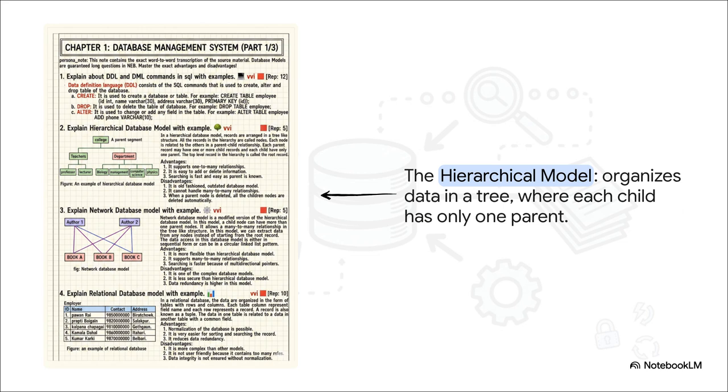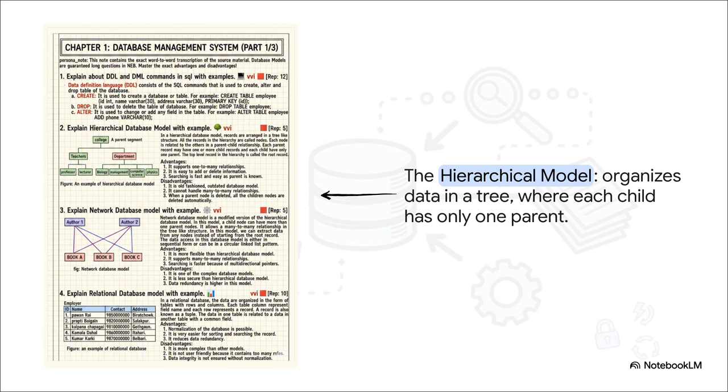The easiest way to think about this is like a family tree. You've got a single root at the top, in this case the college, and it branches down into its children, like teachers and department. The key rule here is that every child can have only one parent. This setup is super fast for finding data if you follow the branches down, but it's also incredibly rigid.